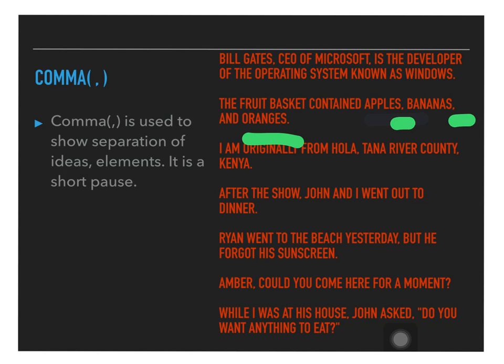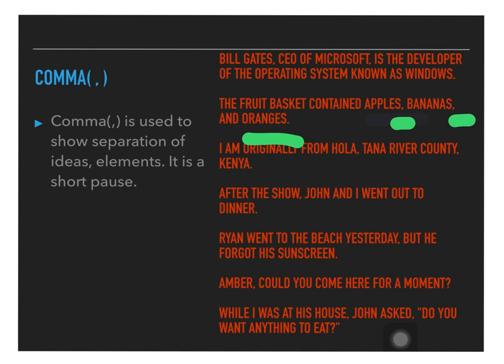Now, what do we understand here? In this sentence, guys, we are using a comma to separate an introductory phrase from the rest of the sentence. And the introductory phrase is what? After the show. And then the rest of the information is there: John and I went out to dinner.